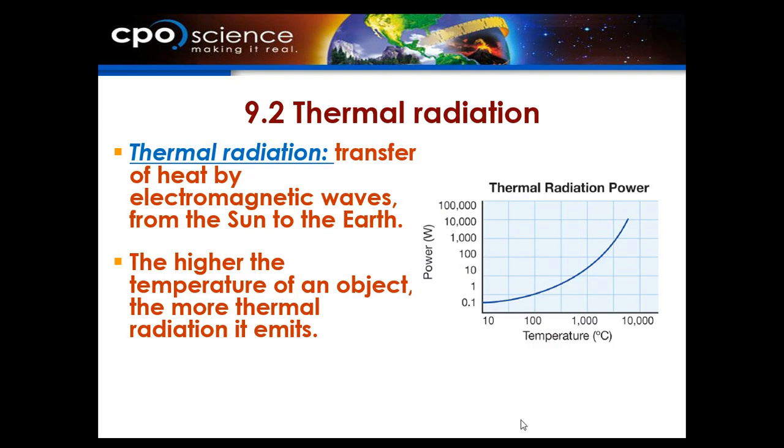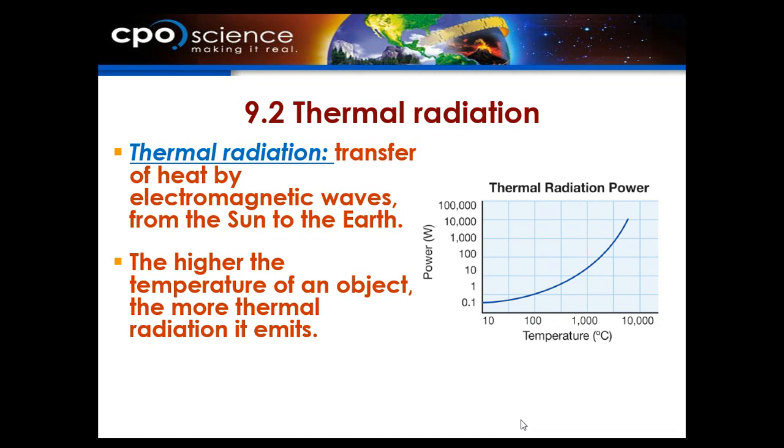Radiation is the last of those three, and radiation is how we get our energy from the sun. So it's the transfer of heat by electromagnetic waves. The difference between radiation and conduction or convection is that radiation does not need particles to transfer. Okay? Conduction, we have to have particles colliding. Convection, we have to have particles moving. Thermal radiation is not particles. It is electromagnetic waves, electromagnetic energy.